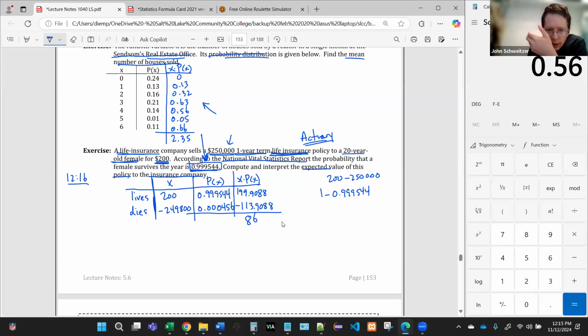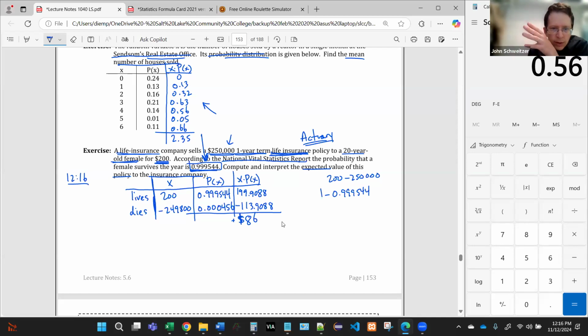So it's positive 86. And that means this will work for the company, right? These numbers mean that if they sell enough of these policies, for the law of large numbers to kick in, then they will make money on this policy. So they can move forward with it.